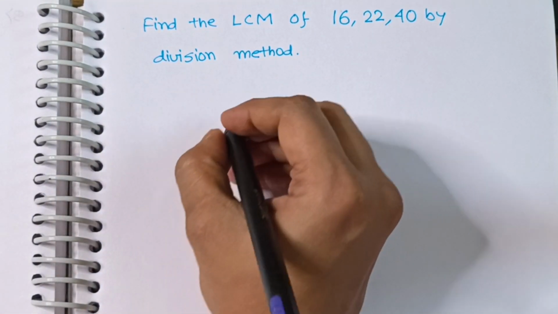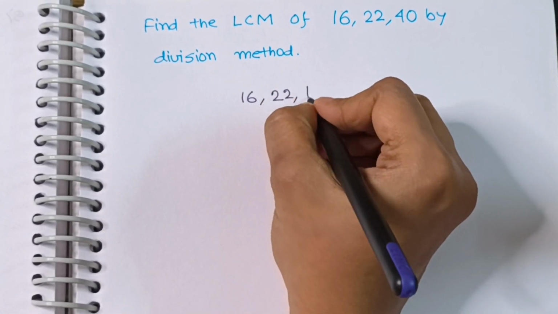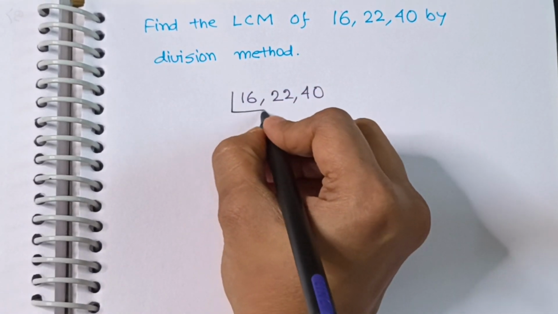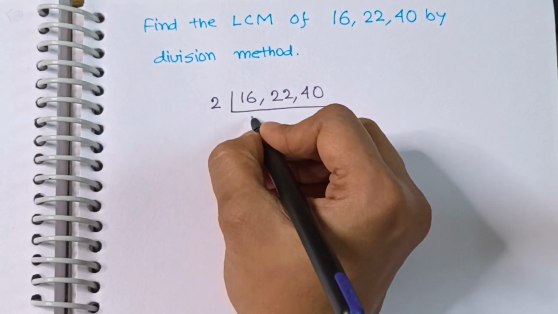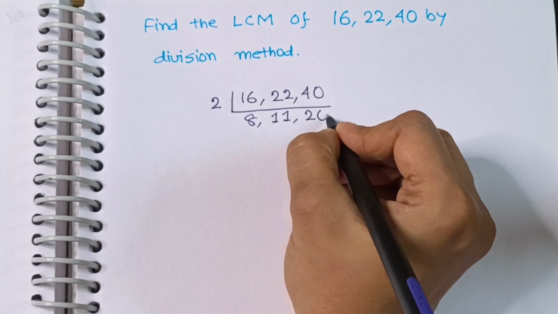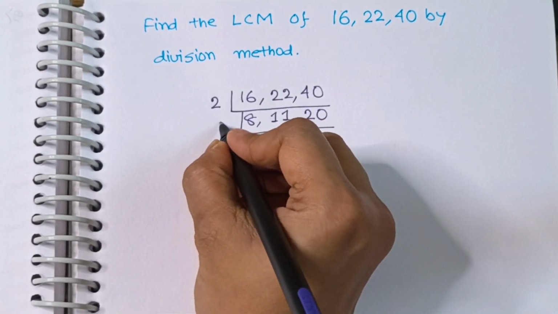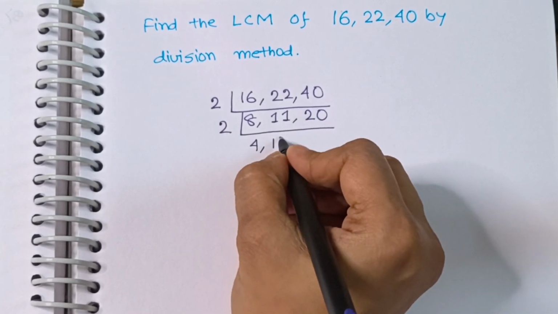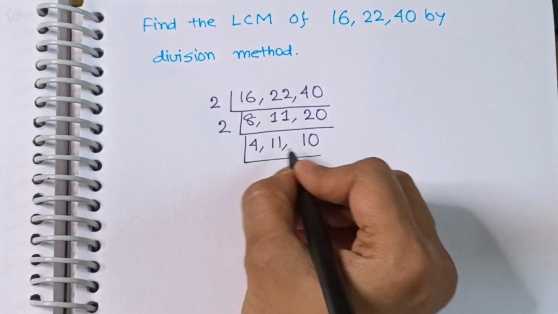Let's get started. In this method, we divide the given numbers by a prime number that divides at least two of the numbers exactly. If a number is not divisible, we simply carry it forward to the next step. We continue this process until no two numbers have a common factor. Finally, the product of all the divisors and the remaining numbers gives the LCM of the given numbers.